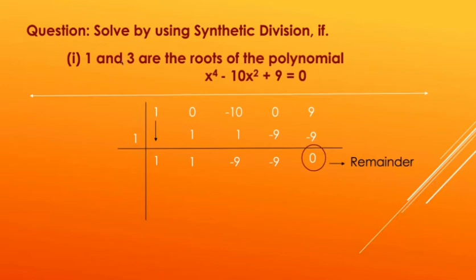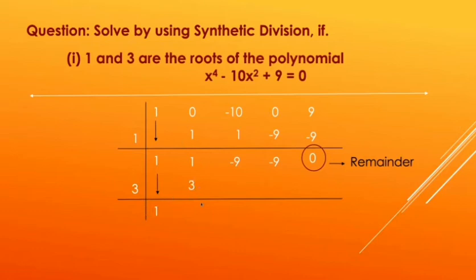Now 3 is also the root of the given polynomial, so we will again repeat the same procedure with 3. 3 will be written here and 1 will be written as it is here. 1 into 3 is 3. 3 will be written here.